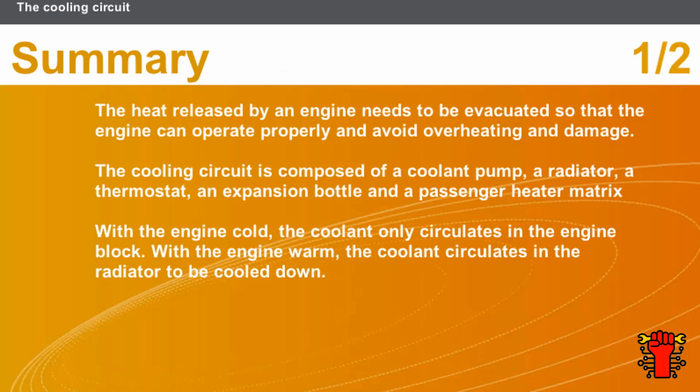In this section, we covered the following points. The heat released by an engine needs to be evacuated so that the engine can operate properly and avoid overheating and damage. The cooling circuit is composed of a coolant pump, a radiator, a thermostat, an expansion bottle, and a passenger heater matrix. With the engine cold, the coolant only circulates in the engine block. With the engine warm, the coolant circulates in the radiator to be cooled down.